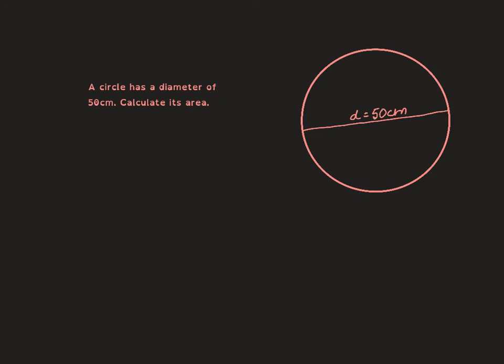A circle has a diameter of 50 centimeters. Calculate its area. Step 1, write down the measurements. So the diameter D is 50 centimeters. And whoops, that's the only measurement we've got. So we're going to write down the formula. Area is equal to pi r squared. We are trying to find the area.